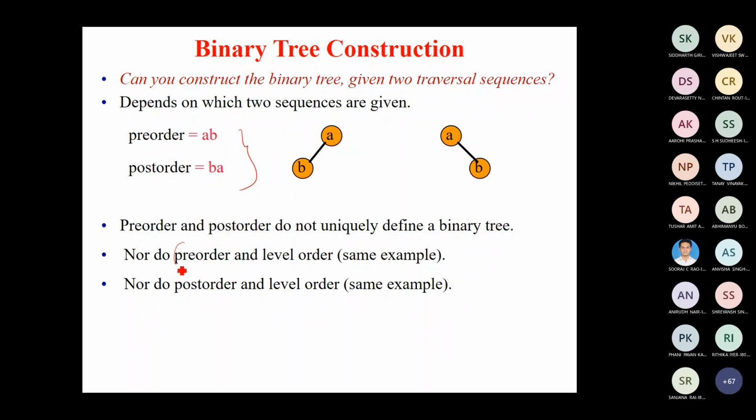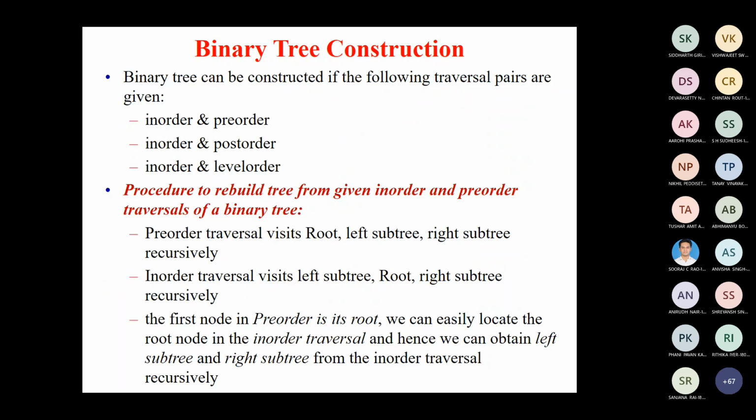If you look at this one, if you are given a pre-order and level order output sequence, or post-order and level order, or a pre-order and post-order, then if you use these combinations to construct the binary tree, it is not at all possible to produce the unique binary tree. Then how can you produce it?